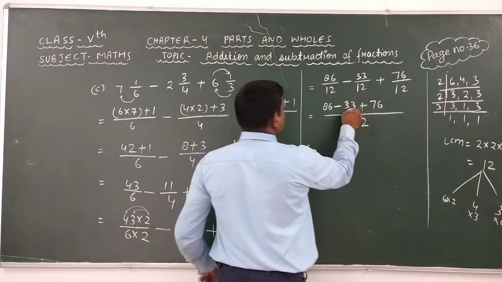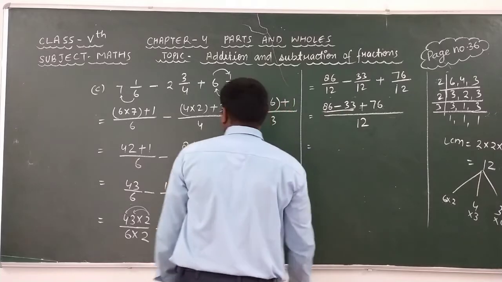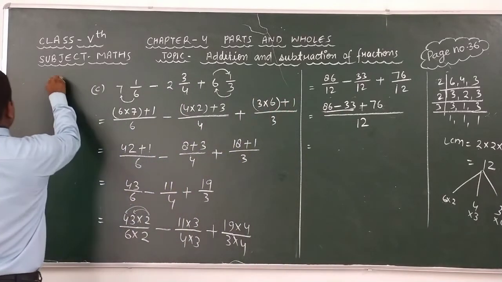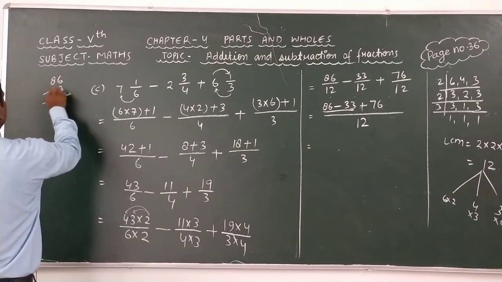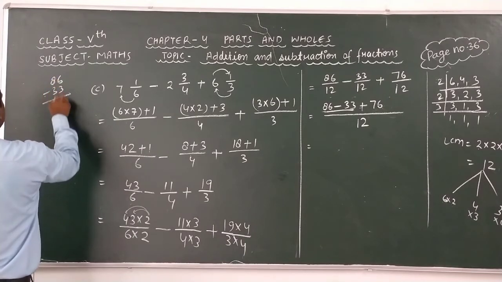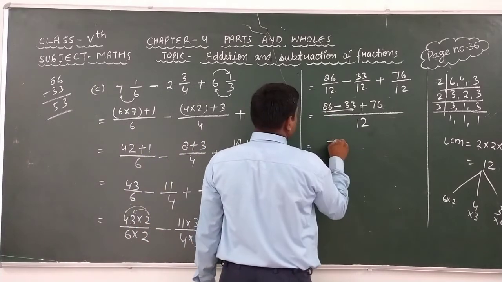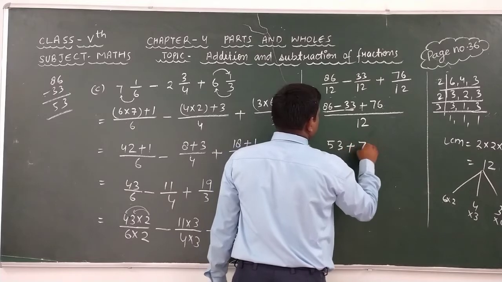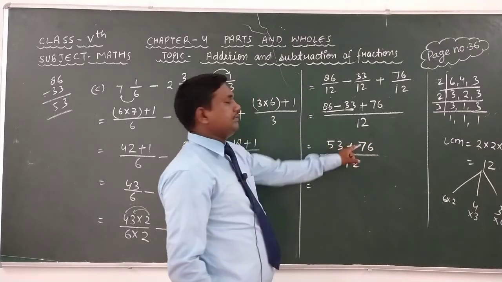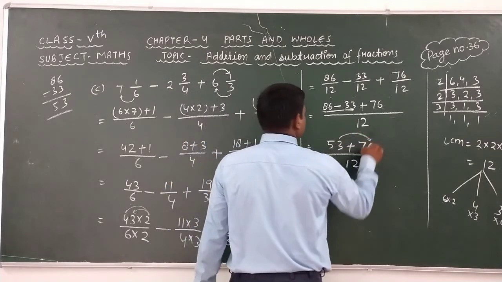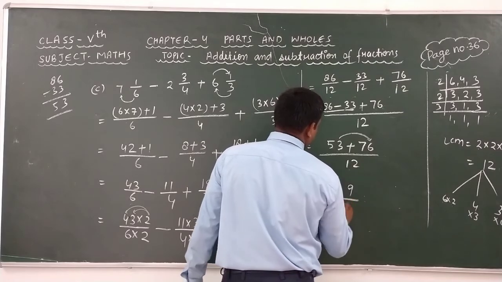Firstly we have to subtract 33 from this. Okay, then we get 86 minus 33. After subtracting this we get 6 minus 3 is equal to 3, 8 minus 3 is equal to 5. After subtracting these we get 53 plus 76 over 12. Okay, so after adding these we get 3 plus 6 is 9 and 5 plus 7 is 12, 129 over 12.